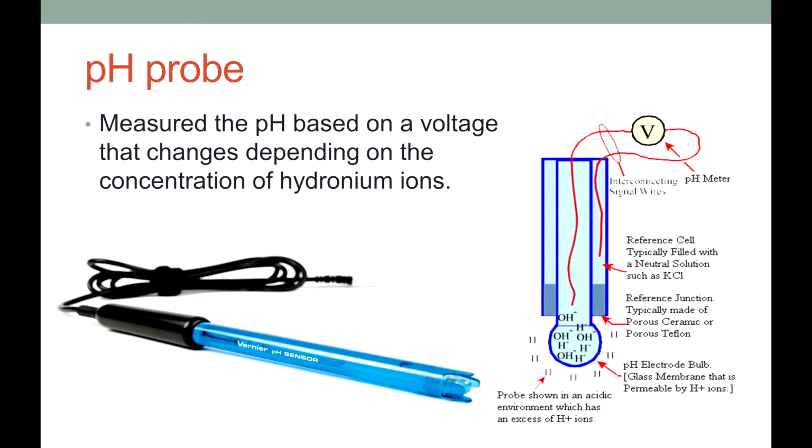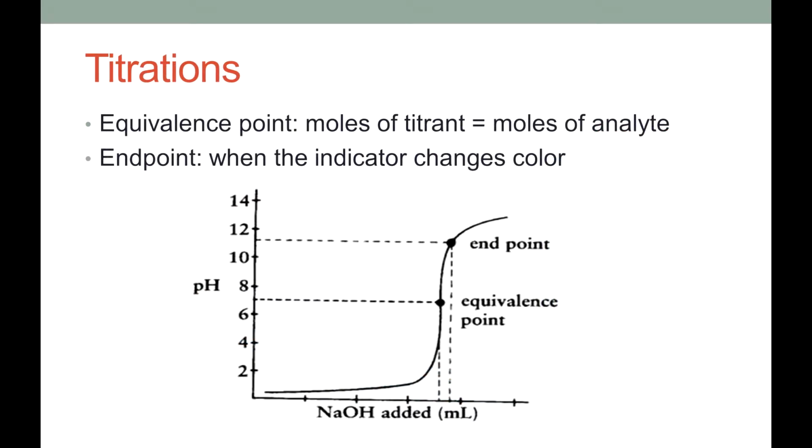A pH probe is an instrument that monitors the precise pH of a solution. It utilizes a sensitive glass electrode that measures a voltage that can change depending on the concentration of hydronium ions in solution. The measured voltage is converted and displayed as a pH measurement. In a titration, the equivalence point is when there is a stoichiometric amount of titrant added to completely neutralize the analyte solution. The point is determined mathematically and cannot be precisely measured experimentally. The endpoint of a titration, however, is when the indicator changes color and shows when a neutralization reaction has stopped.